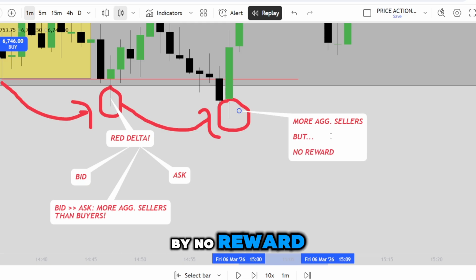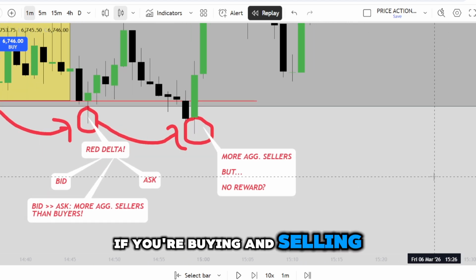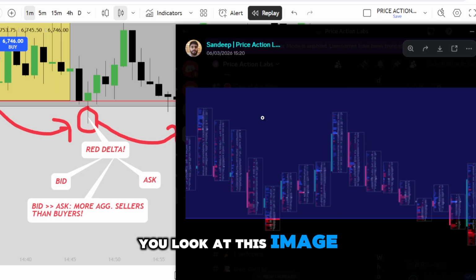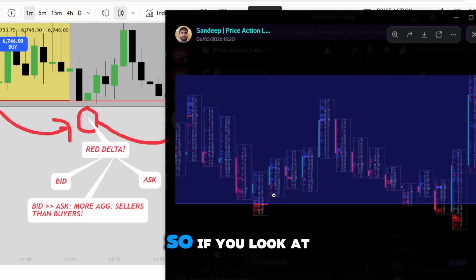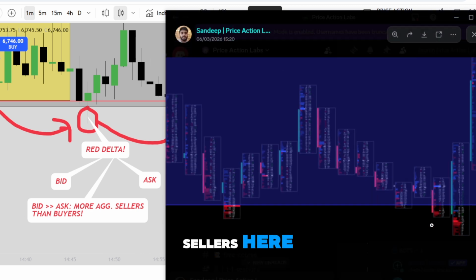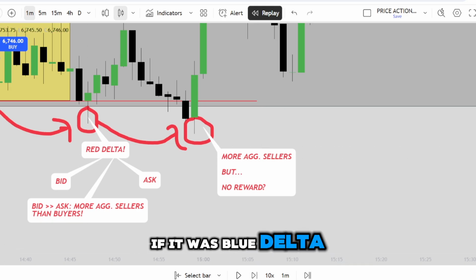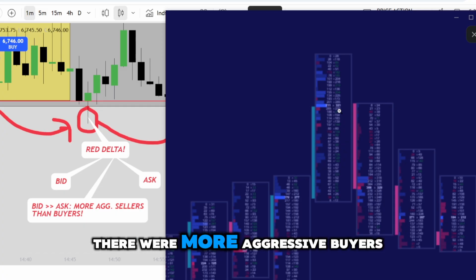What do I mean by no reward? I had a question about this in the comments. Think about it logically. I want you to look at the markets logically. If you're buying and selling, you want to be looking at the buyers and sellers. Looking at this image, here and here we can see a lot of aggressive sellers, and we see that simply from the red delta. If it was blue delta, then in that candle there were more aggressive buyers.